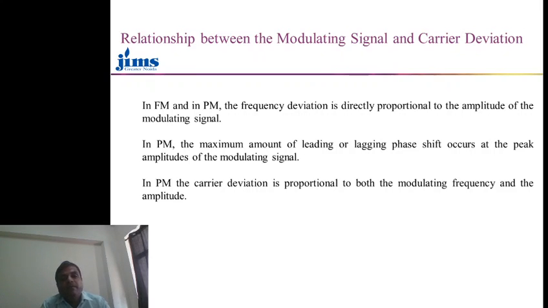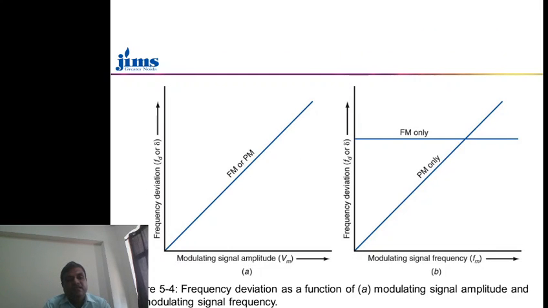In PM, the maximum amount of leading or lagging phase shift occurs at the peak amplitude of the modulating signal. In PM, the carrier deviation is proportional to both modulating frequency and amplitude. See this diagram, where frequency deviation is plotted with respect to the modulating signal amplitude. For FM and PM it is linearly dependent: when the modulating signal amplitude increases, the frequency deviation increases. With respect to modulating signal frequency, in phase modulation the deviation is linearly dependent, but in FM it is constant. That is the basic difference between FM and PM, shown by this graph.